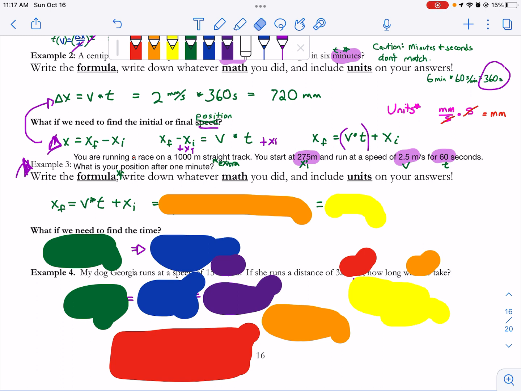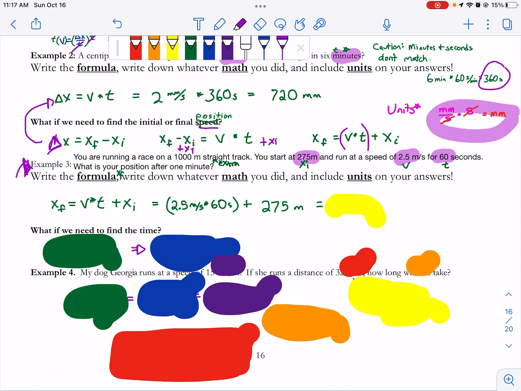Okay, so that's what it's going to look like under this orange here. 2.5 meters per second times 60. Those seconds are going to go away just like it did right up here, to get the meters. And then we're going to add that to 275 meters. And when I plug that into my calculator, I got 425 meters. So that is the final position.